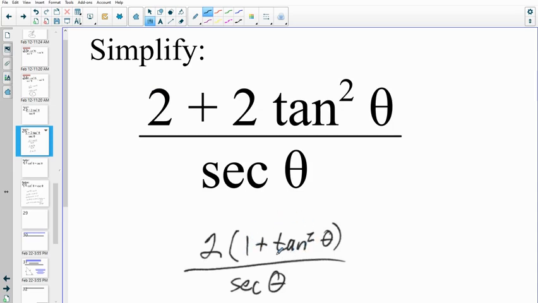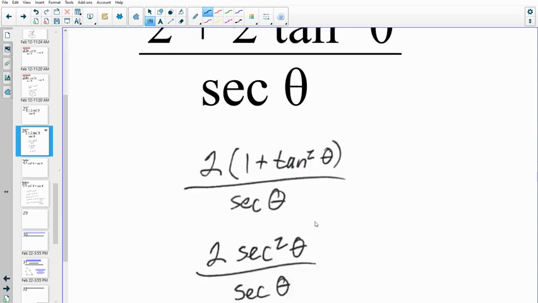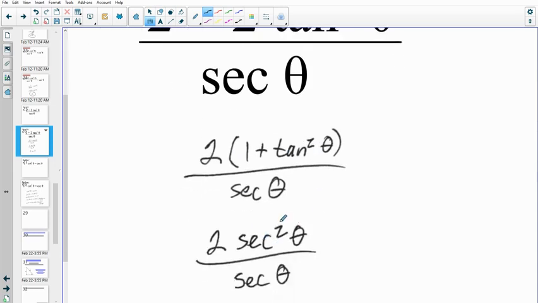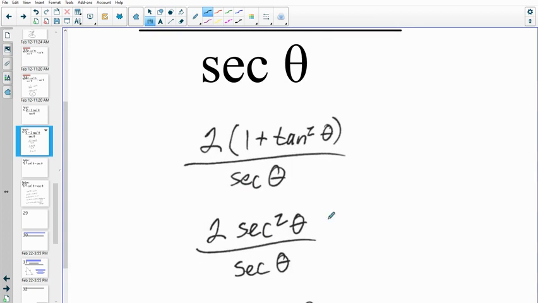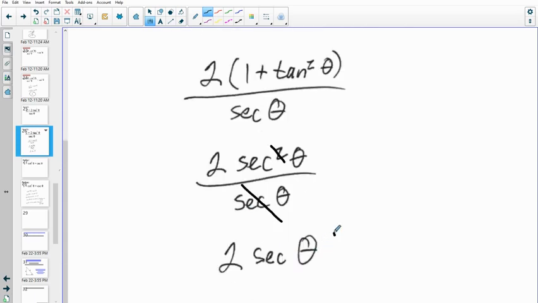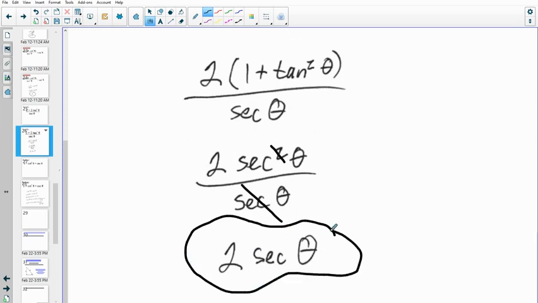I check my identities to see, is this an identity? Is 1 plus tangent squared equal to something? And sure enough, it is. It's equal to secant squared. All right, this one's going to clean up nicely. Secant squared divided by secant. One of the secants on the top cancels out with the secant that's on the bottom, and I'm left with 2 secant, about as simple as I can get.